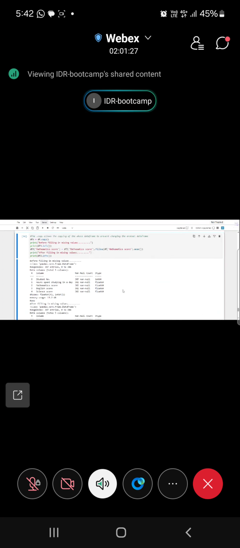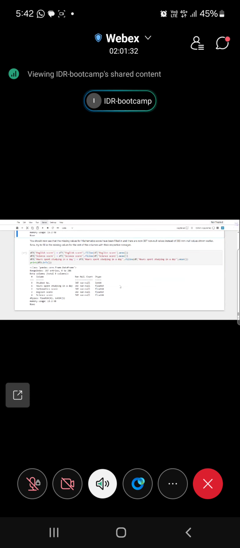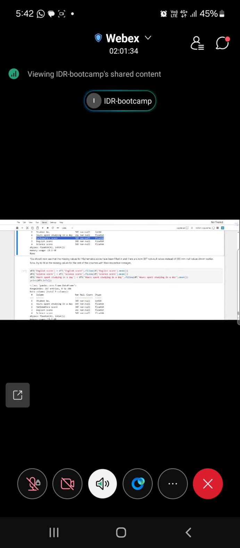So this is another way of how you fill in the missing values. Similarly, if you do what you have done here for the English score, the science score, and the rest, you will see that the information will all become similar. That means now you have been able to fill in all the missing values, removing all the missing values with a certain data, without reducing the data size.